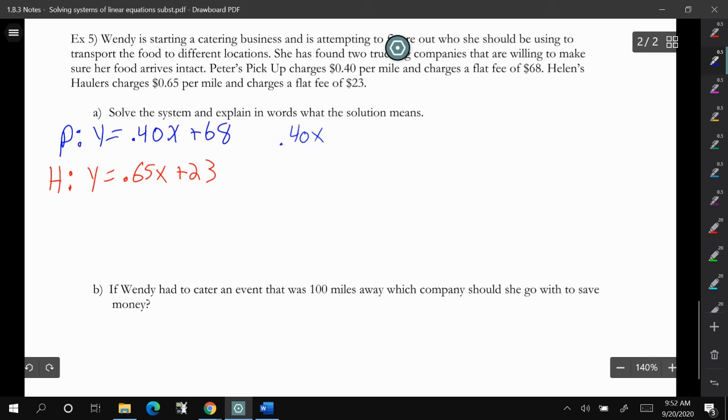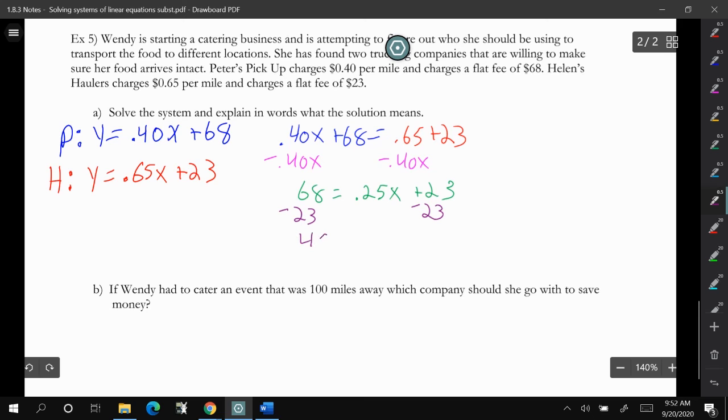So 0.4x plus 68 equals 0.65x plus 23. Subtract 0.40x from both sides. That gives us 68 equals 0.25x plus 23. Subtract 23 from both sides. That gives us 45 equals 0.25x. Divide both sides by 0.25. That gives us an x value of 180.